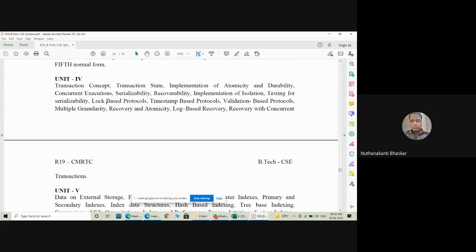Yes. What is transaction management? I will tell you. First of all, where this particular unit is going to help, I am giving the idea. Clear? Is this clear? Yes, sir. Yeah, right. Now coming to the topic, the transaction management.